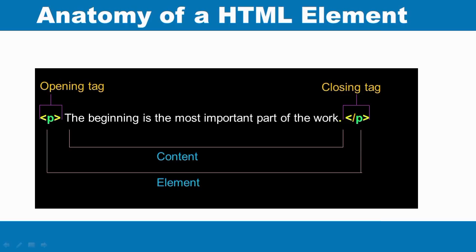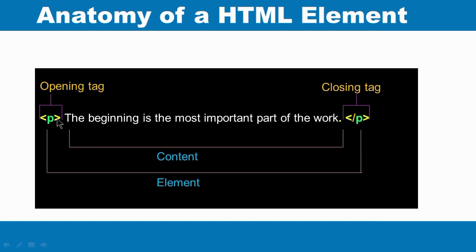So this is a basic illustration of an HTML element with several parts. The HTML element basically consists of an opening tag, which is this P here. In this case, P is a paragraph tag. This P here is what you use to insert a paragraph in an HTML document or a web page.